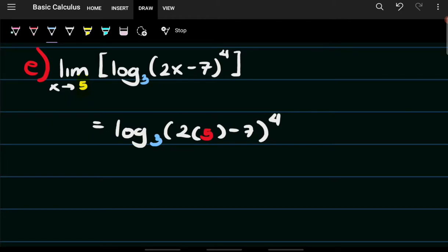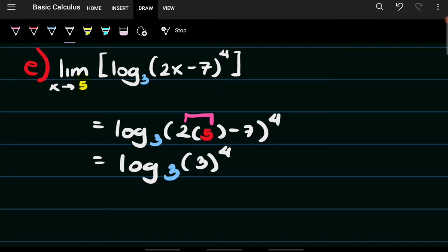2 times 5, let's simplify. 2 times 5 is equal to 10. And then 10 minus 7 is equal to 3. Meaning, this will give us logarithm of 3 raised to 4, and the base is equal to 3. Actually, right now there's no need to simplify 3 raised to 4, because if that's the case, guys, automatically the answer is equal to the exponent 4. Since the base and the number are the same, automatically the exponent will be the answer. So that is equal to 4.